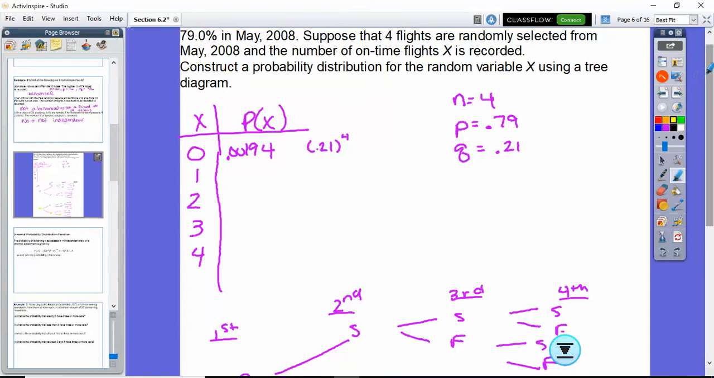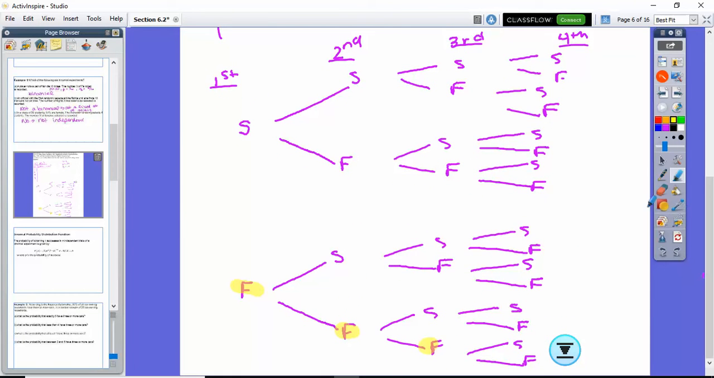Alright, next. If I want the probability of 1 flight being on time, so I've already used this one, that's all being failed. One flight being on time. So that's 3 failures, but then a success.